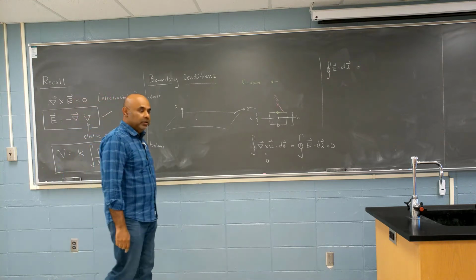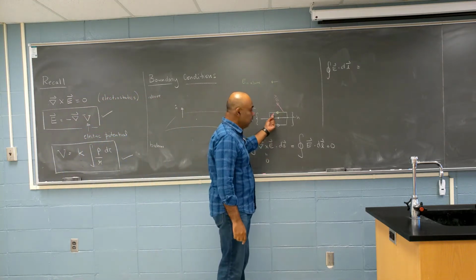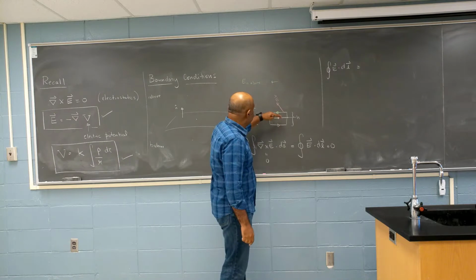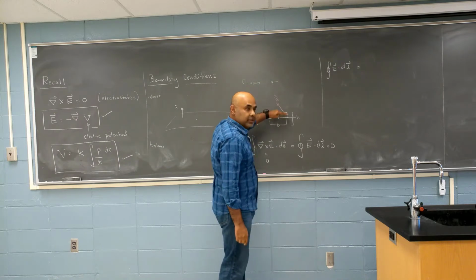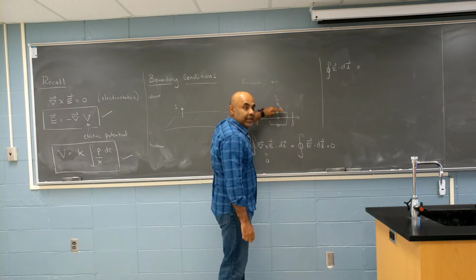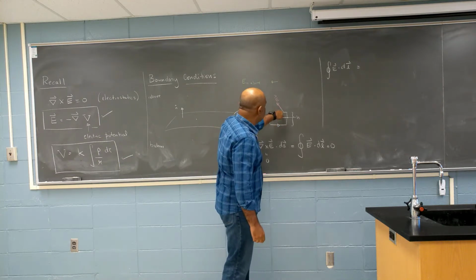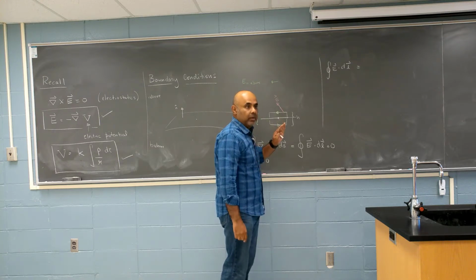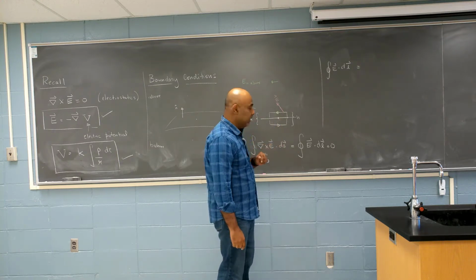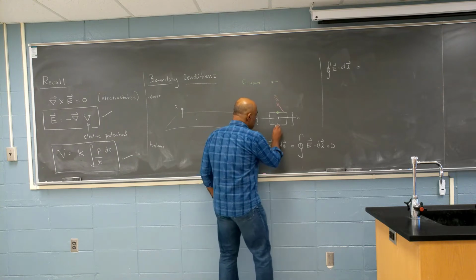The component of the electric field along dl. And why did I call it parallel? It is a component of the electric field that is parallel to the surface. There could be another one in that direction. That's no problem. I can do another loop in that direction. And the same thing applies over here.